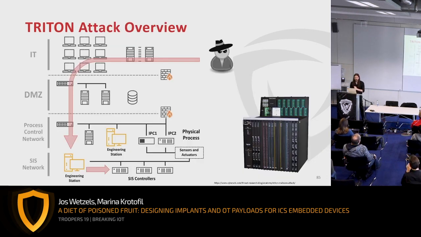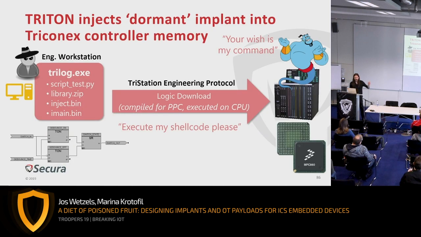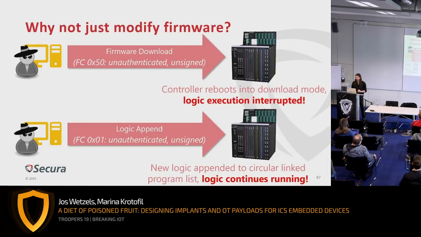They got in on the IT side of things, and then because of improper segmentation between the process control network and the safety network, they were able to get execution on an engineering station, which is basically a privileged workstation that allows you to download your safety logic to the Triconnect controller. And what the payload basically did here is download the logic to the Triconnect controller, and this logic is essentially compiled for the PowerPC chip and executed directly on the CPU without any kind of signing, without any kind of sandboxing. So essentially the packet that you're sending says, execute my shellcode, please, which is nice as an attacker.